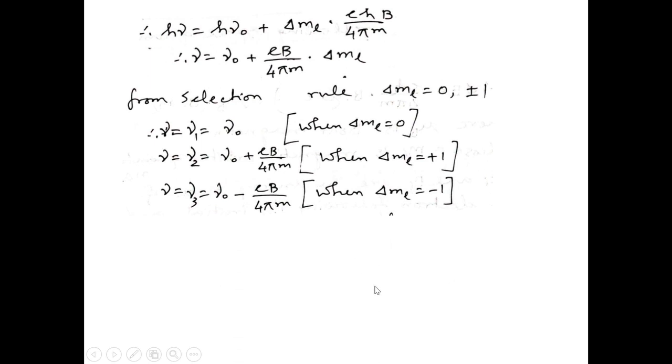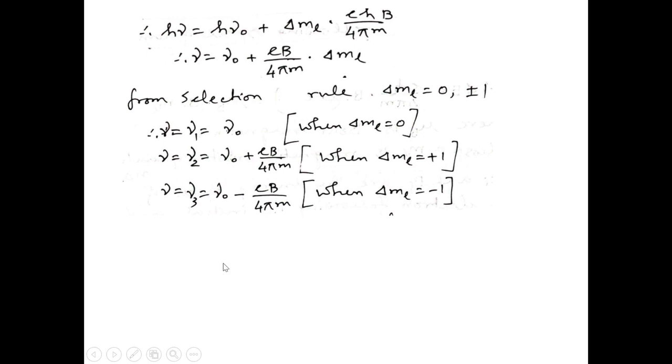From the experimental data, when we try to match the theoretical point of view, the theoretical product should match both. The experimental outcomes give that delta ml should be 0 or plus minus 1, otherwise we shall not be able to develop this theoretical background. So under this selection rule, the three frequencies are nu 1, nu 2 and nu 3.